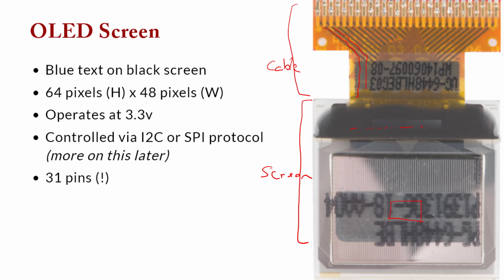It has these two protocols that we can use to connect to it. You can think of a protocol like USB. USB is a protocol that we use. Well, here are the two that we use for these kinds of devices, and we'll talk about them as we go. It also has 31 pins, which is pretty outrageous. Thankfully, we're going to be able to navigate that a little bit.